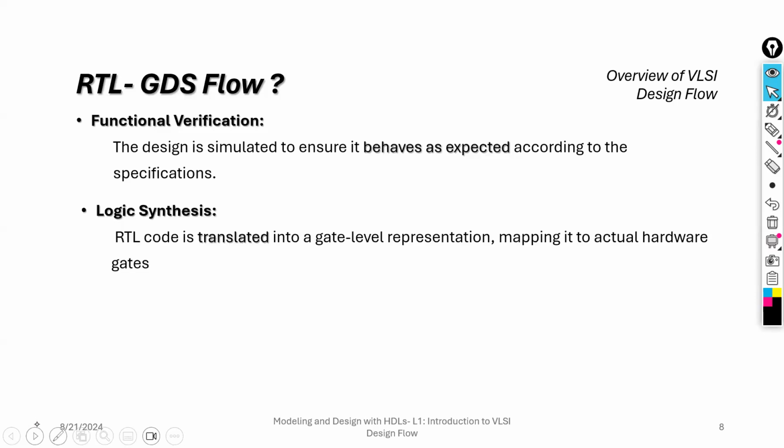Now we see the next step, which is logic synthesis. What do you mean by logic synthesis? It translates the RTL code into a gate level representation. Whatever RTL code is there, it is translated into a gate level netlist. It's pure gates, the implemented gates. That means we take some technology file, and the logic synthesis tool will take the technology library gates and create the pure gate level netlist.